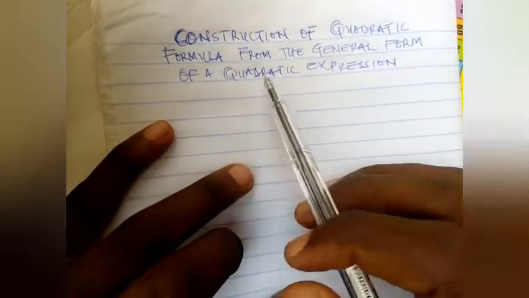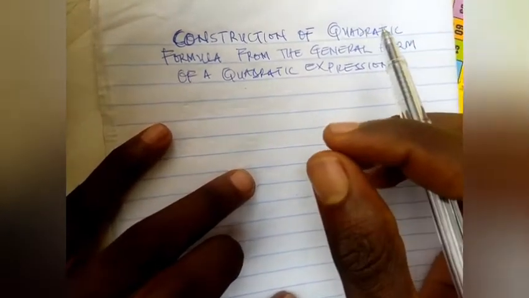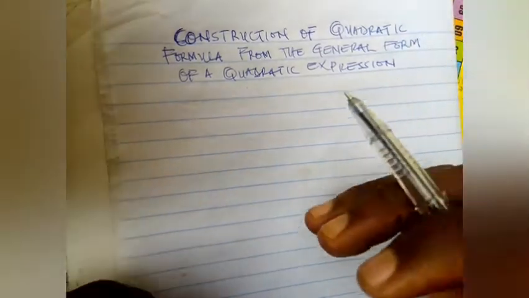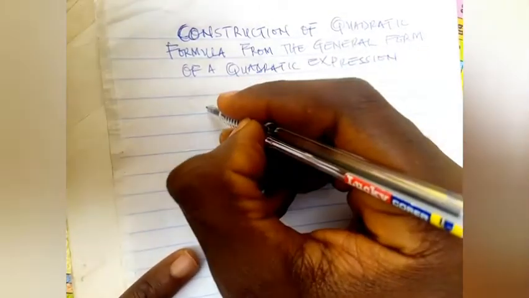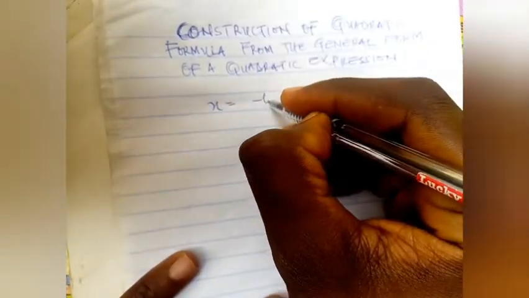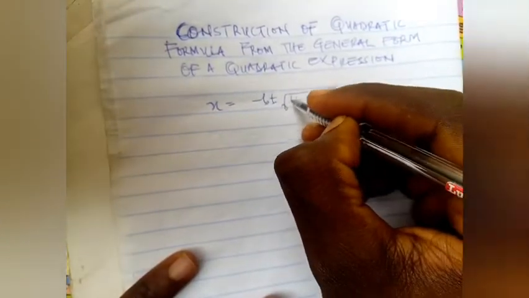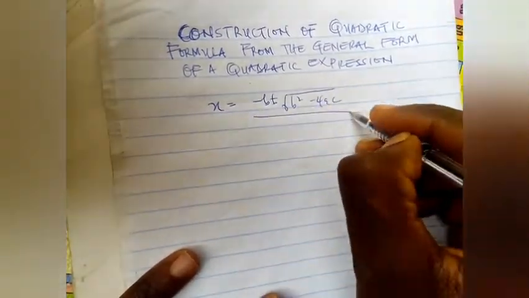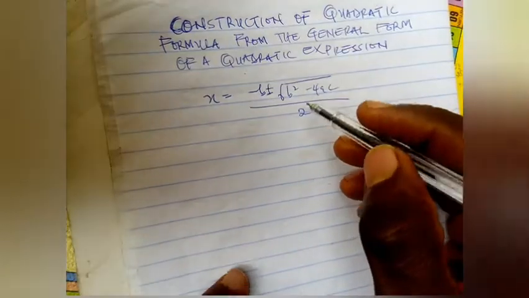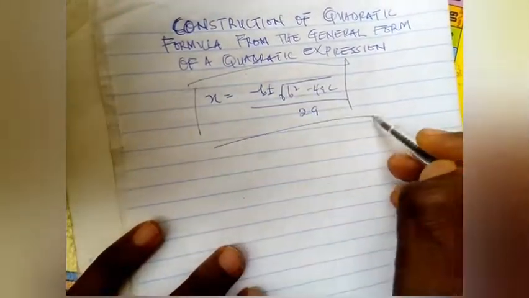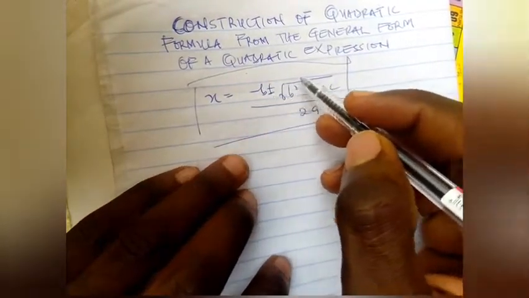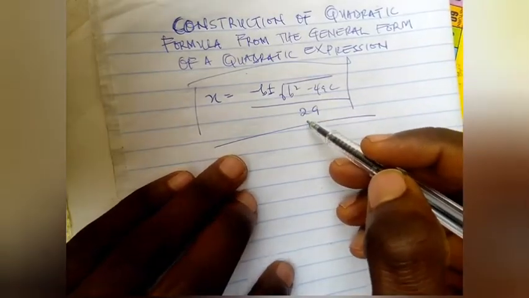Today I will be taking you through quadratic equations and how to construct the quadratic formula from the general form of a quadratic expression. In my experience, I've discovered that this is one of the difficult aspects for students, because they can't actually derive the quadratic formula, which is, for instance, x equals minus b plus or minus the root of b squared minus 4ac, everything over 2a. So this is the quadratic formula. That's the name of this formula.